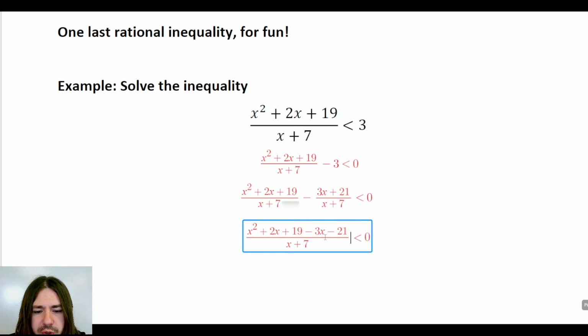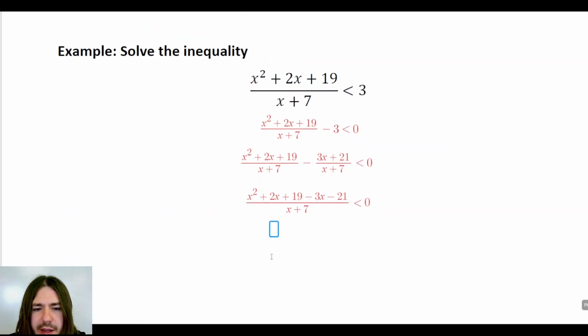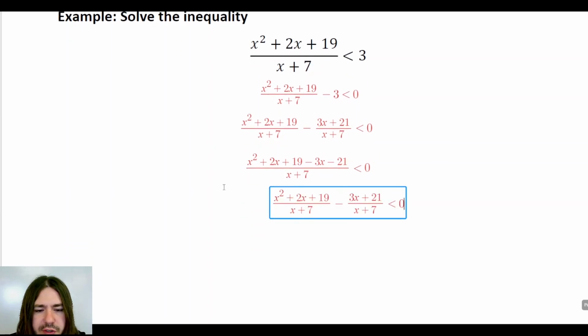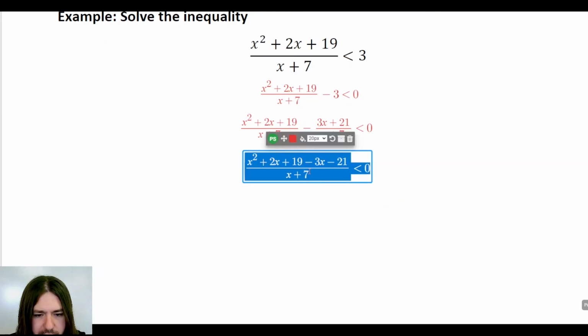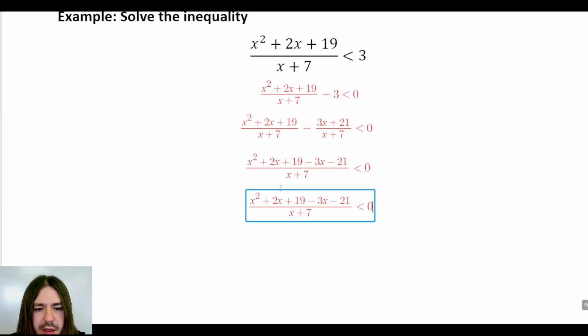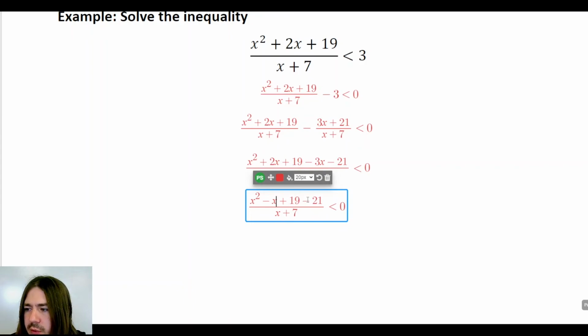And so now I'm going to combine my like terms here. I've got x squared, which is going to stay there. I've got 2x minus 3x, which would be just minus x. And then I've got 19 minus 21, which is minus 2.